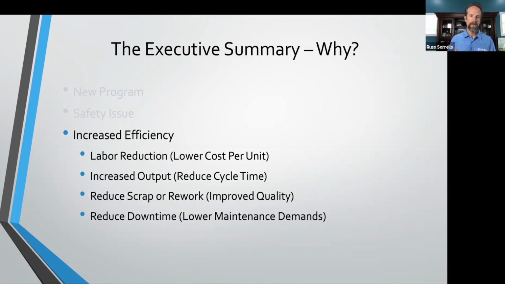But we want to reduce labor. So that's going to lower our cost per unit if we're able to more efficiently utilize our labor. We want to increase our output. So we're going to reduce the cycle time and increase our output. Therefore, we generate more revenue and hopefully profit as a result. We want to reduce scrap or rework, so that's going to improve quality. So we're going to have happier customers, but also we're going to reduce our costs so that we make the business more efficient as a result of reducing the scrap and rework.